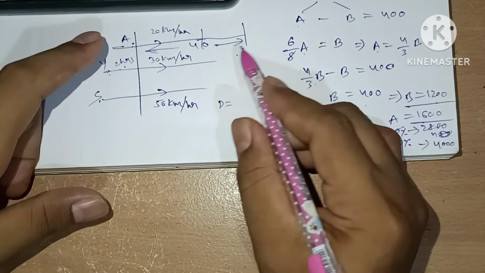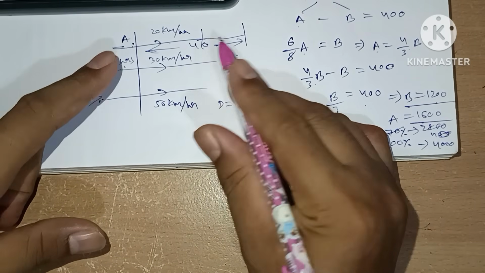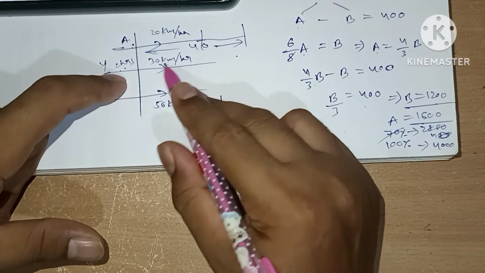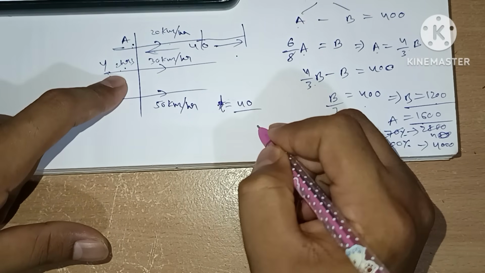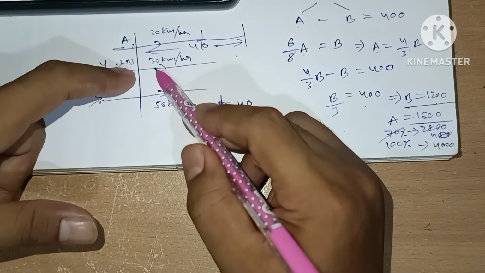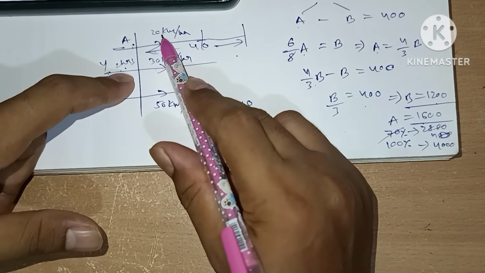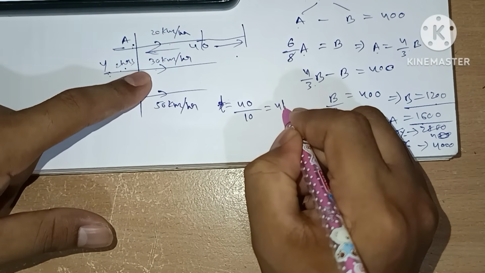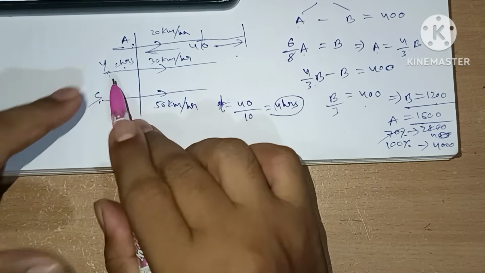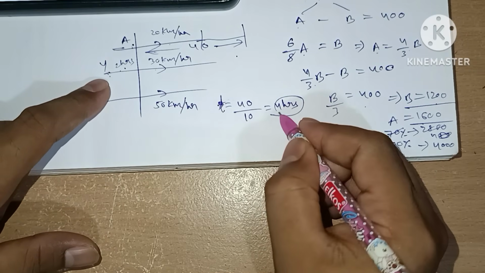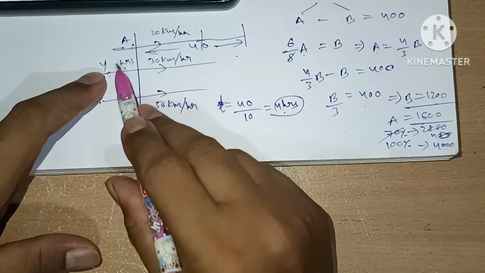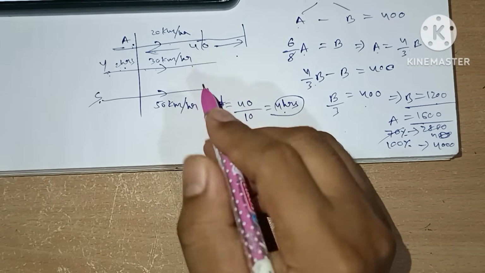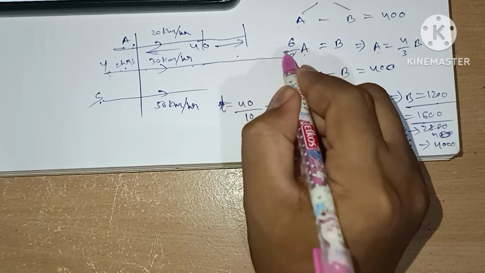We need to know at what time they cross each other. So time equals distance by relative speed. The distance apart between these two is 40, and since they are moving in the same direction, the relative speed is the difference between these two, which will be 10. So after 4 hours Yogesh reaches and overtakes Ajay. So after 4 hours, he travels 30 kilometers each hour, so total 30 times 4, which will be 120 kilometers.